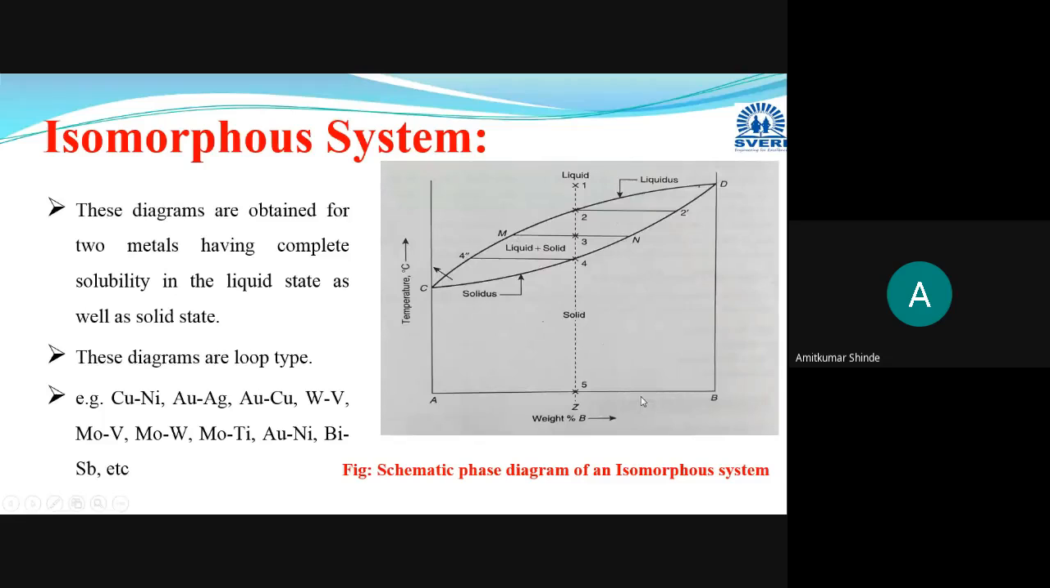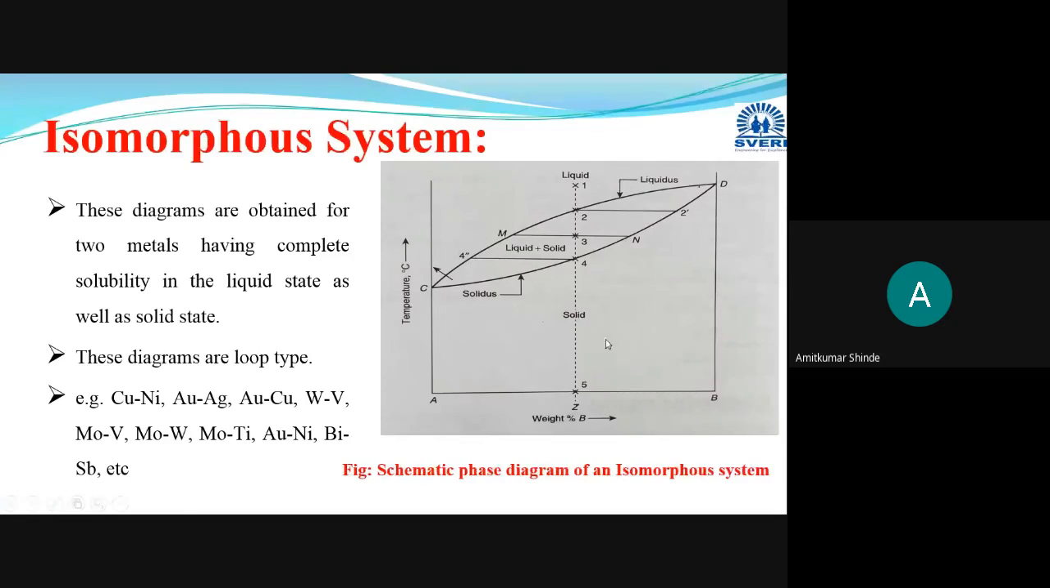Now to calculate the amount of solid, you have to apply the lever rule from this solidus line side, this side. From this side, the amount of solid will be equal to opposite arm divided by total arm length, that is 3M divided by MN. From this you will get the amount of solid. Okay, in this way you can apply the lever rule principle for this particular system. The composition and temperature values will be provided in the numerical itself.